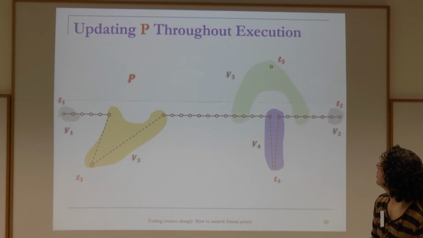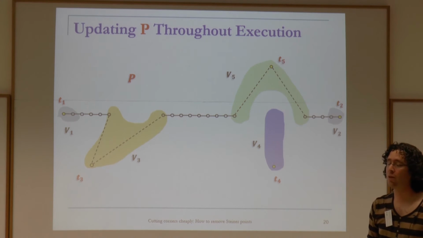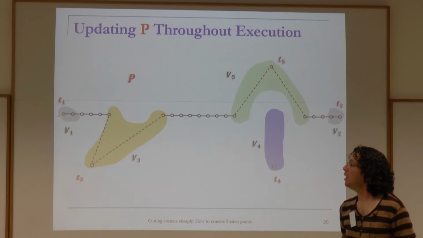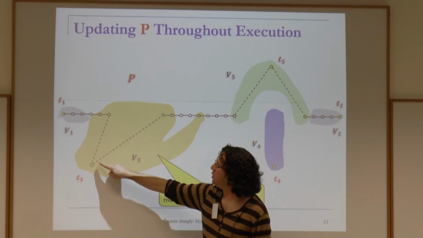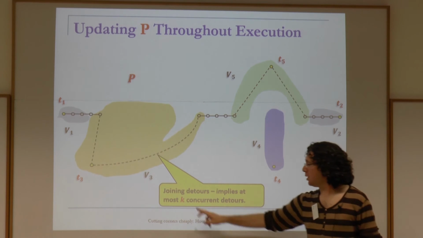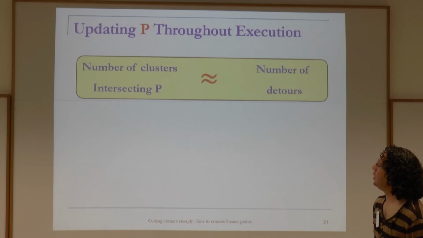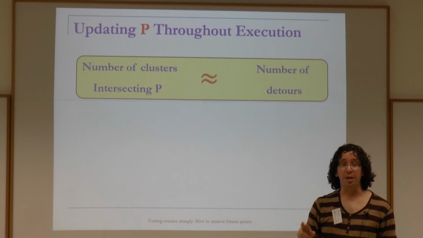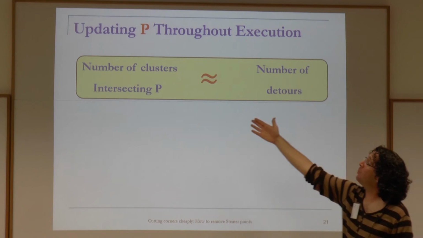Okay, so again, this is crucial in the analysis. I will not get into the most technical part, but the fact that we resign and send certain detours is crucial, as well as the fact that if now T3 conquered another part of the path, we don't need to get here and then go back. We can simply join the detours, and this bounds the number of detours in every stage by k. So there is some correlation between the number of clusters that intersect P in a single iteration and the number of detours. And then I need to bound the number of clusters intersecting P.